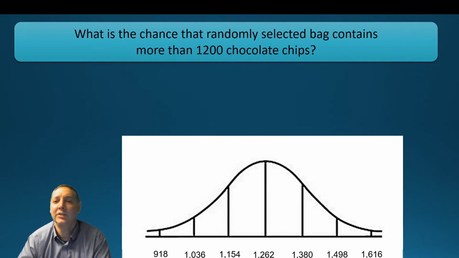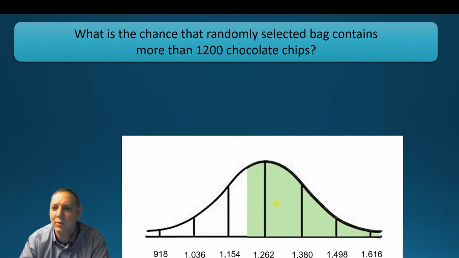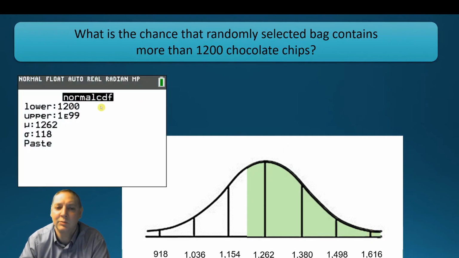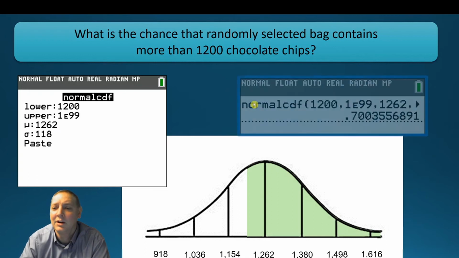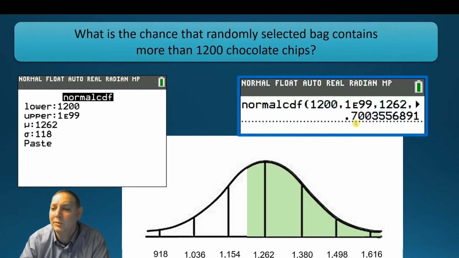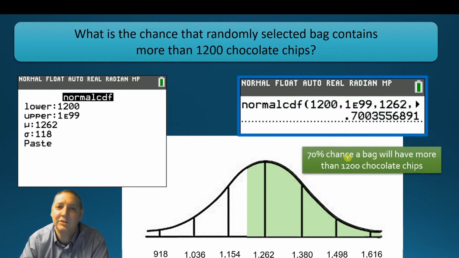Next problem, what is the chance that a randomly selected bag contains more than 1,200 chocolate chips? So we have our normal curve. 1,200 would be somewhere in this standard deviation portion right here, and more than, to the right, is what we want to shade in. So again, normal CDF, our lower bound this time is 1,200, the upper bound is in essence infinity. Everything else stayed the same from the previous couple problems. Running through the calculation, we see that there is a 70% chance that a bag will have more than 1,200 chocolate chips.